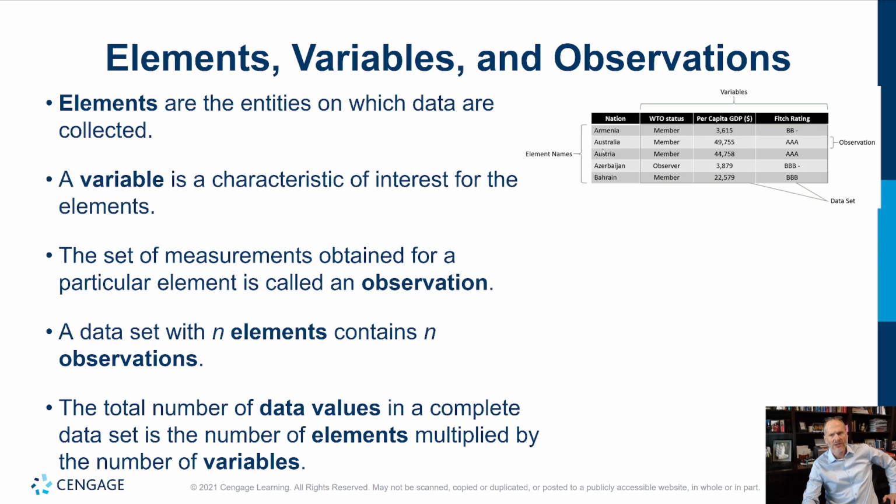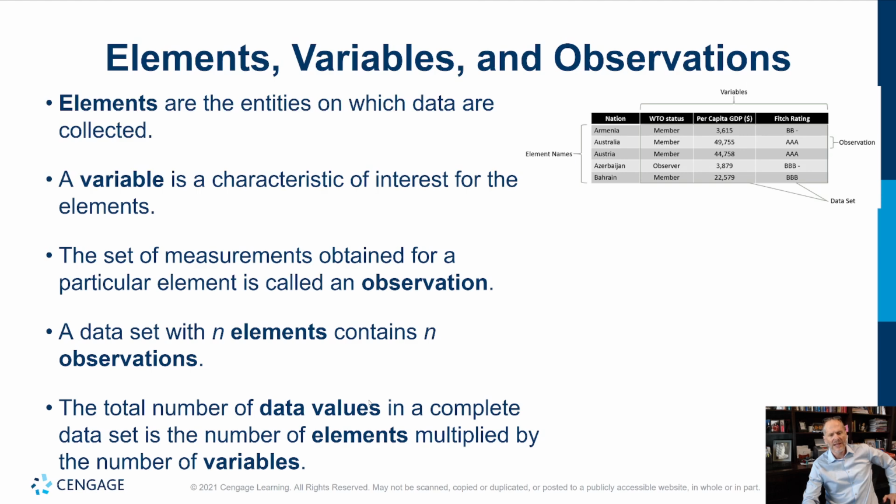So here is 1, 2, 3, 4, 5 elements. And here's the observation for Armenia. Here's the observation for Australia. Here's the observation for Austria. Here's the observation for that country and for this country. So it has 5 elements and we have 5 observations.